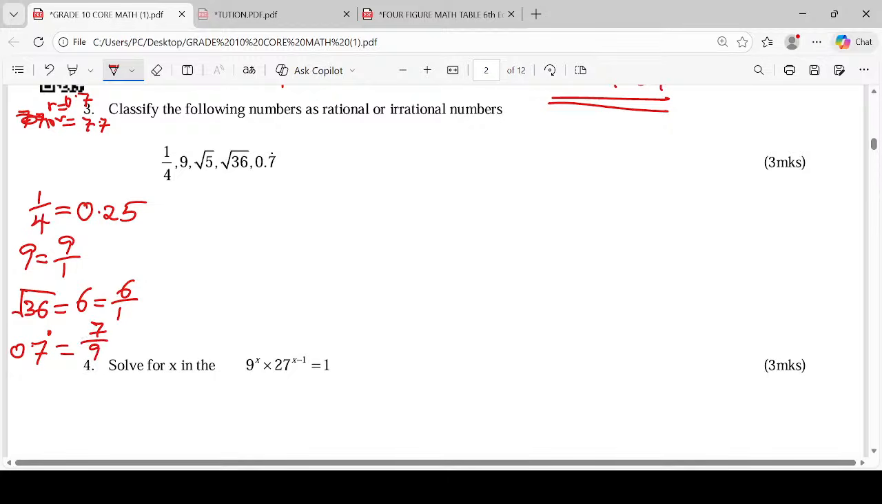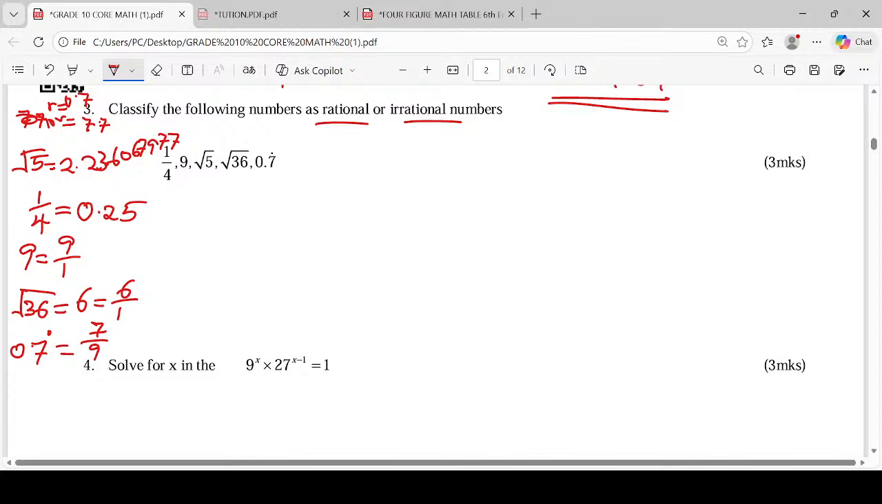Then, when you look at this well, we are having root 5 here. When you press root 5 in your calculator, ladies and gentlemen, root 5 is a number that keeps continuing: 2.236067977, and the flow continues. So they are asking to classify the numbers as rational or irrational numbers.